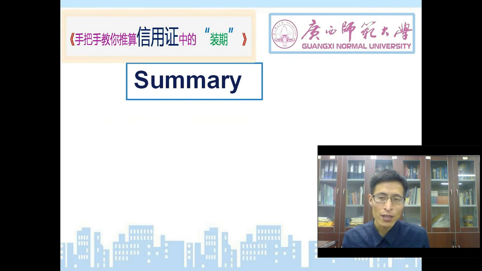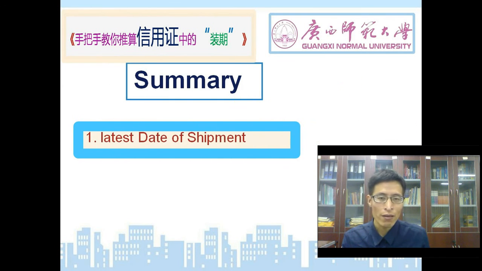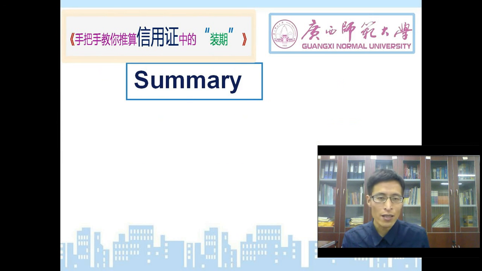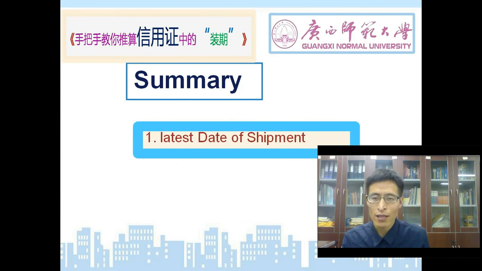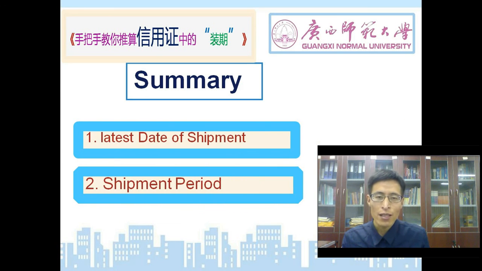So, in summary, today we have learned 2 aspects about time of shipment. The first is the latest date of shipment. The second is shipment period. You have to remember that as for shipment period, there are 8 English expressions, and you have to understand them, remember them, which days should be included or excluded, and how many days the period of time is in this shipment period.